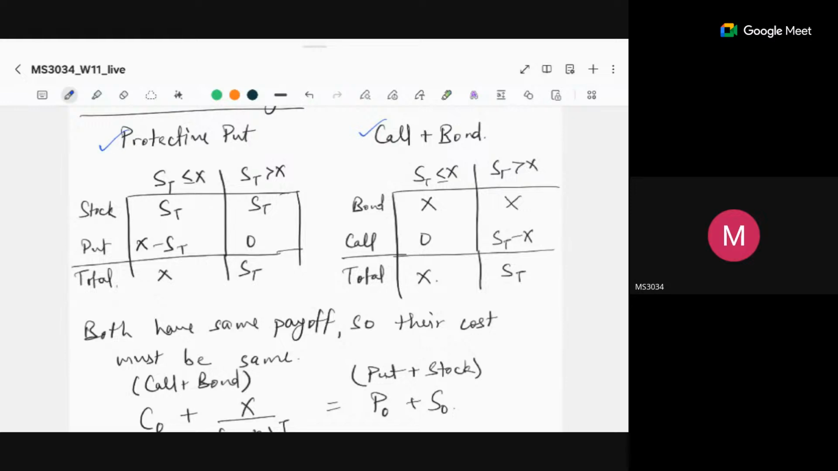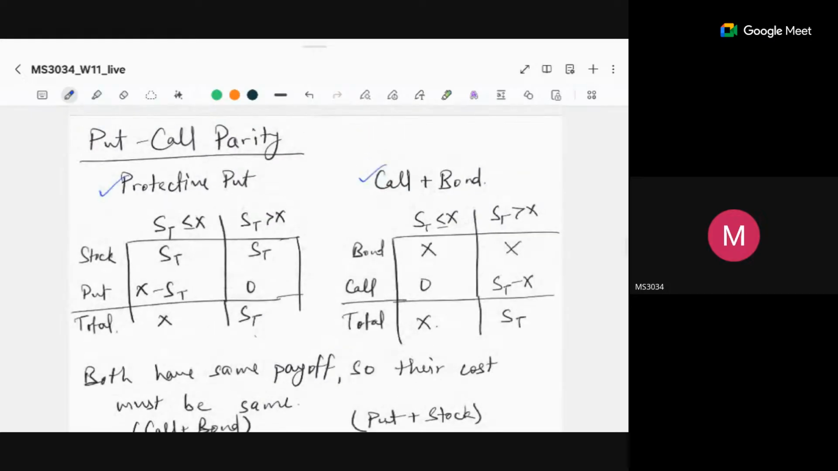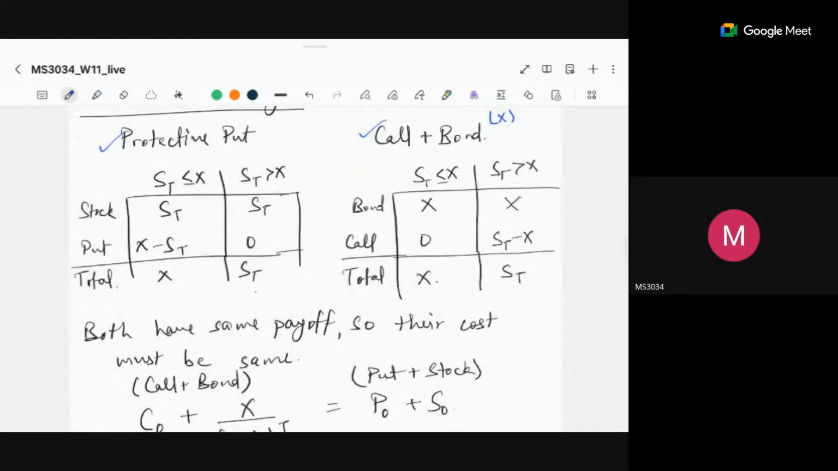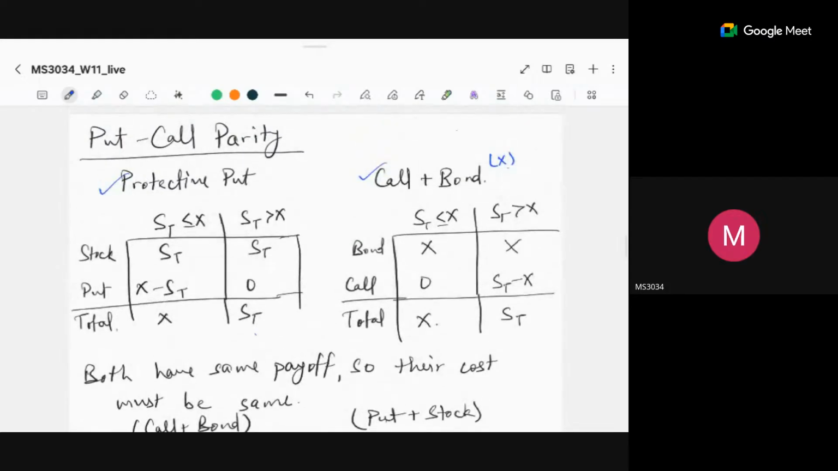The payoff is X when ST is less than X, and ST otherwise. In the case of the bond, it will have a fixed value. We have purchased a bond such that in the next period, it has value capital X. So its present value will be X upon 1 plus RF. So we have taken a bond at this price, and finally its value has come to this. The bond value in both cases will be the same, X and X.